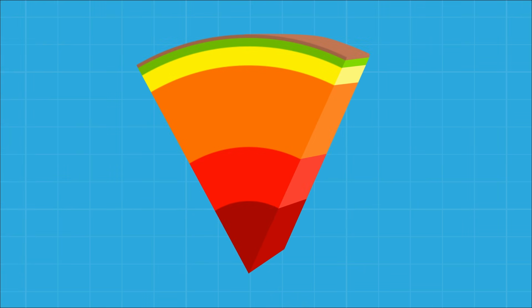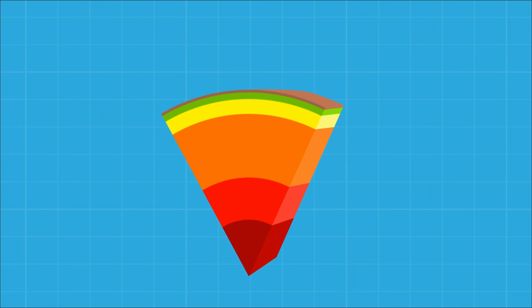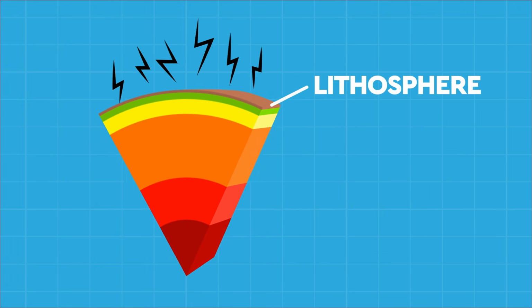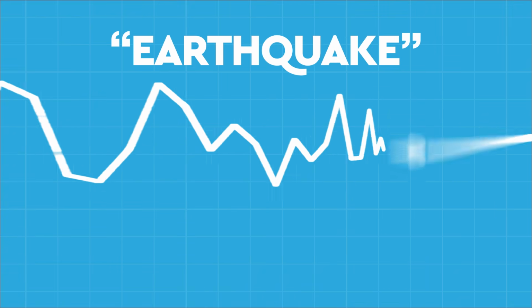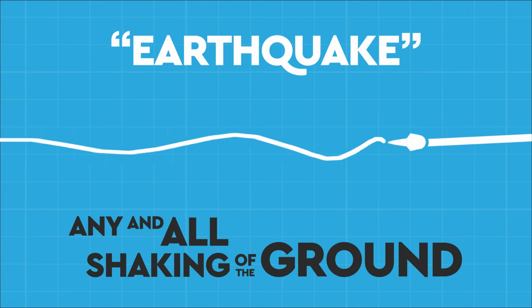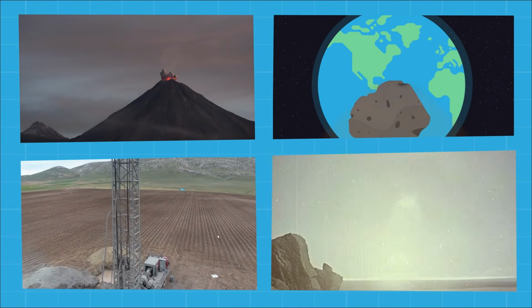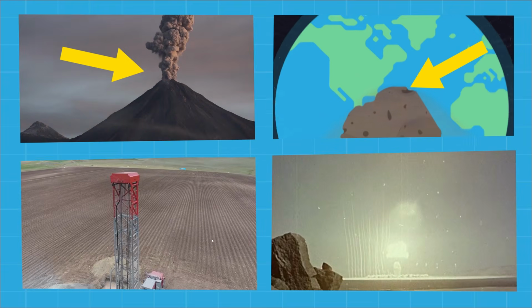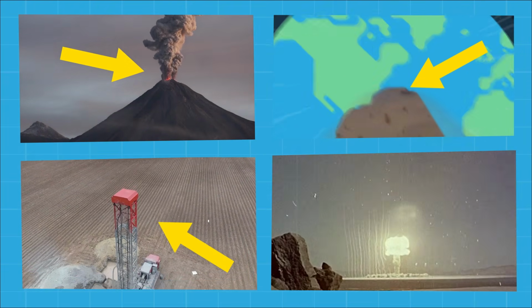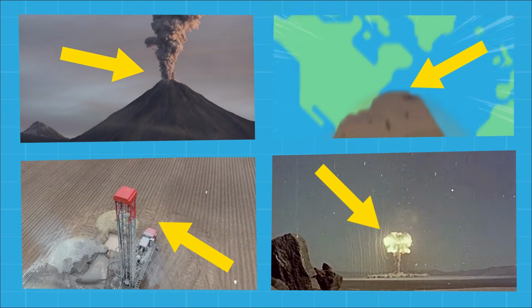misconceptions. First of all, what exactly is an earthquake? Well, technically speaking, earthquakes are seismic activity caused by a sudden release of energy in the Earth's rocky outermost layer, known as the lithosphere. Although the term earthquake may often be used more generally to refer to any and all shaking of the ground. While earthquakes can be triggered by a range of things, such as volcanic activity, meteor impacts, or even human exploits like mining operations or nuclear blasts, the majority are caused by tectonic activity.